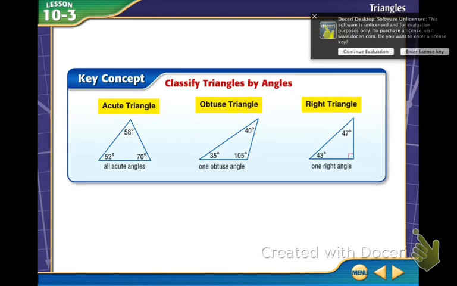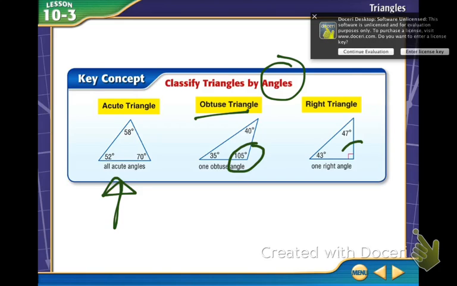Now we can use what we know about the types of angles and classify triangles according to their angles. So if your triangle has all acute angles, every single one, then it's an acute triangle. If it has one obtuse, it is an obtuse triangle. If it has one right angle, it's a right triangle.